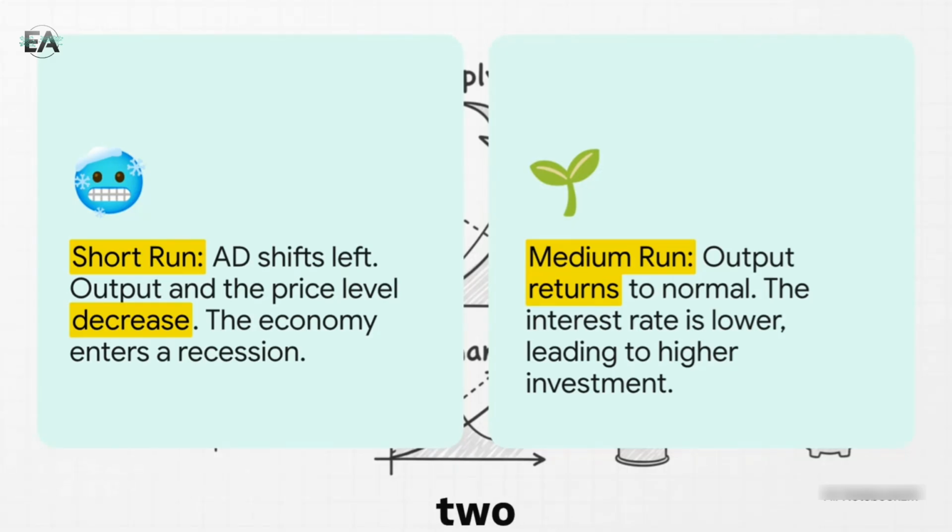Okay, scenario 2 is a bit of a tougher pill to swallow. The government decides to get its budget in order and cuts the deficit. The immediate effect? Ouch, it's a recession.